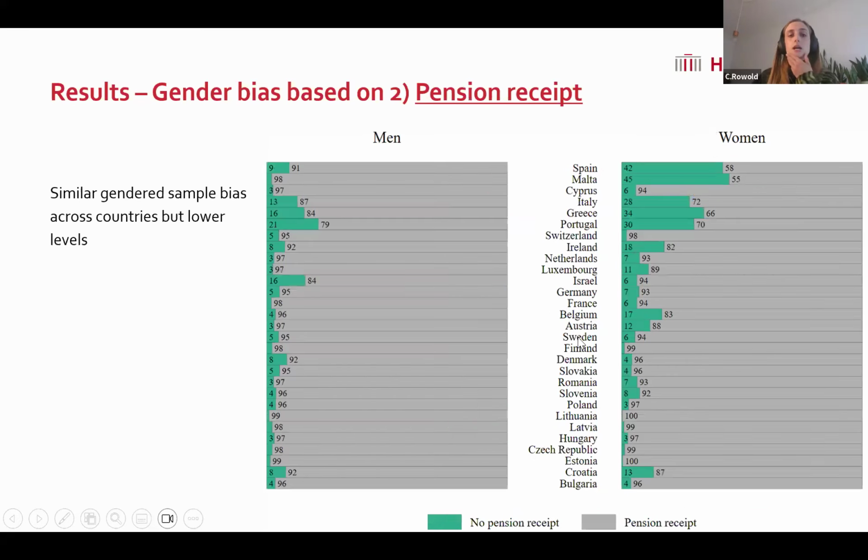Okay, very briefly, the same plot basically for pension receipt. Here again, gray are those individuals aged 65 or older that receive pensions, so that would be included in our sample, and green are those that would be dropped. Here we also see quite high shares of men partly that would be dropped, but again, the shares are mostly larger for women, even though the gendered sample bias is at a lower level or less pronounced compared to using the self-reported retirement status.